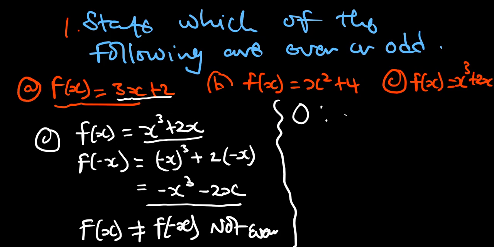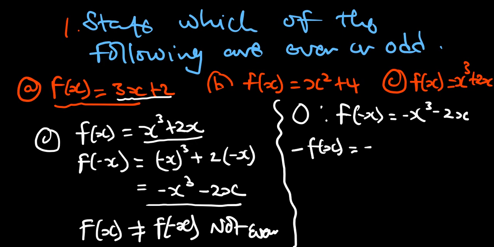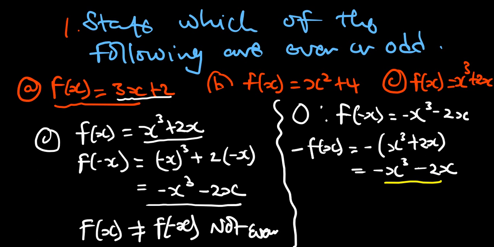So we have the f of minus x that we have just found: minus x to the power 3 minus 2x. Now let's find minus f of x. So minus f of x means we are multiplying the function f of x by minus 1. When we multiply that with whatever we have inside, it's going to be minus x to the power 3 minus 2x. So we see that this is the same as this.